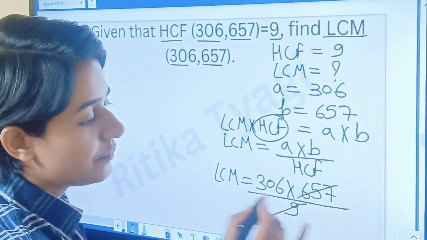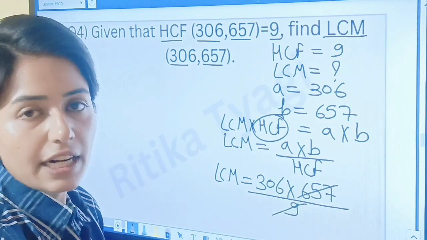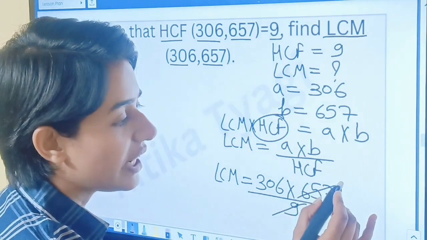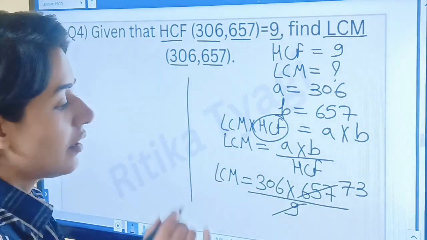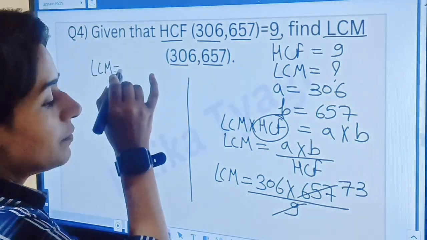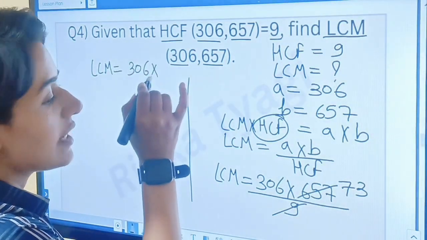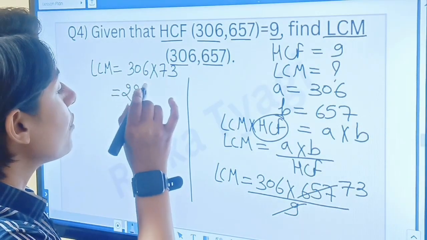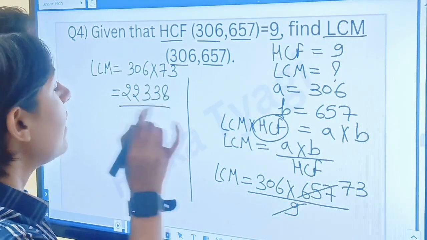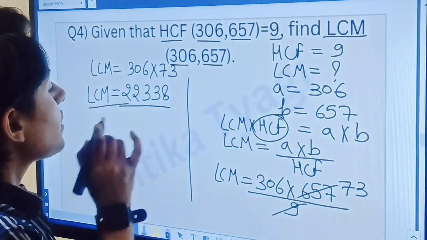Now cancel 657 by 9, we get 73. Now we have to multiply 306 by 73. We get 22,338, the LCM for this question.